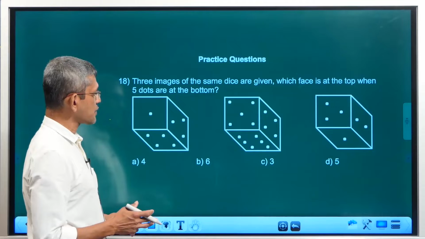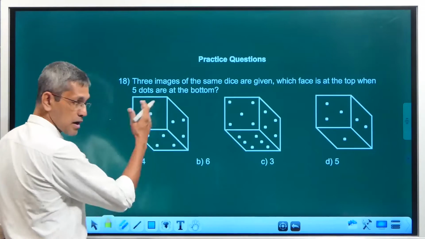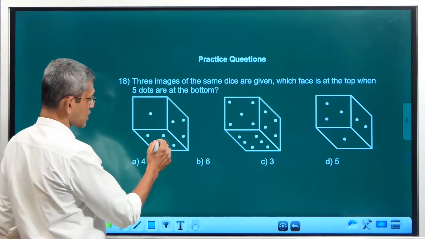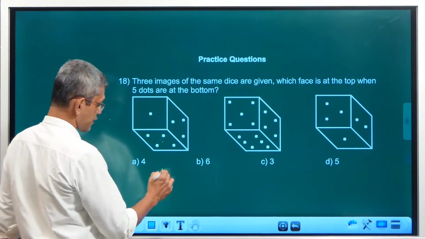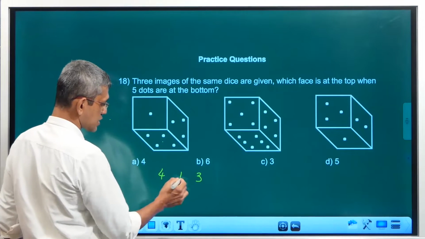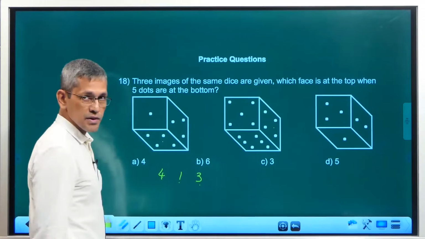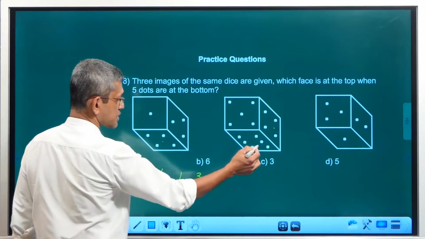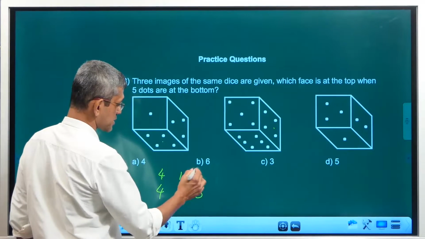What we are looking for is 5 dots at the bottom, which is opposite to 5. So we can apply rule number 4 here. Starting from the common 4, then 4, 1, 3: 4 dots, 1 dot, and 3 dots. Here we start from 4. So 4, 6, and 5. So 3 is opposite to 5.